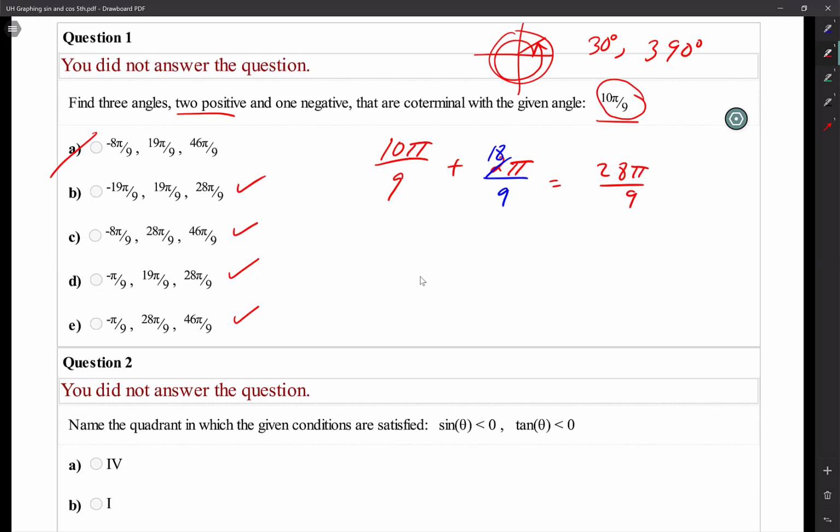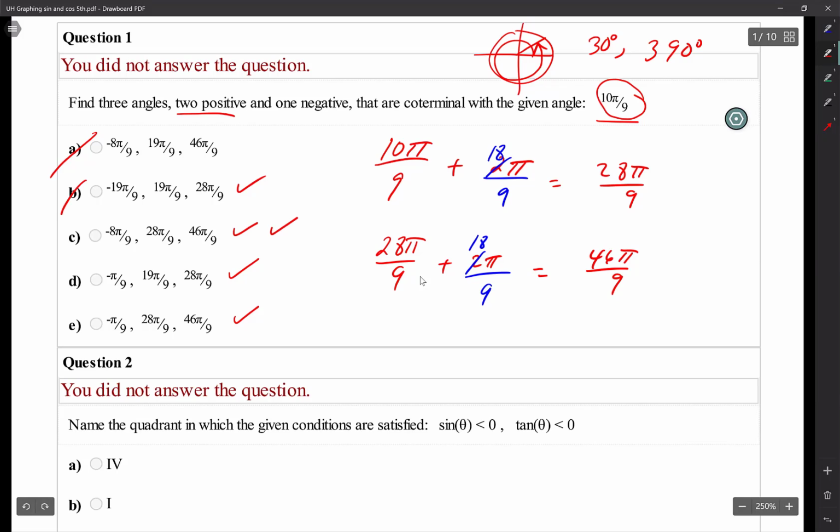Next, I'm going to add another 2 pi to the 28 pi over 9. So 28 pi over 9 plus 2 pi. Again, I do the same thing. Denominator 9, numerator 18. 18 divided by 9 is still 2 pi. 28 plus 18 is 46. So this is 46 pi over 9. And I start looking for that. So now I got between 2 choices, C and E.